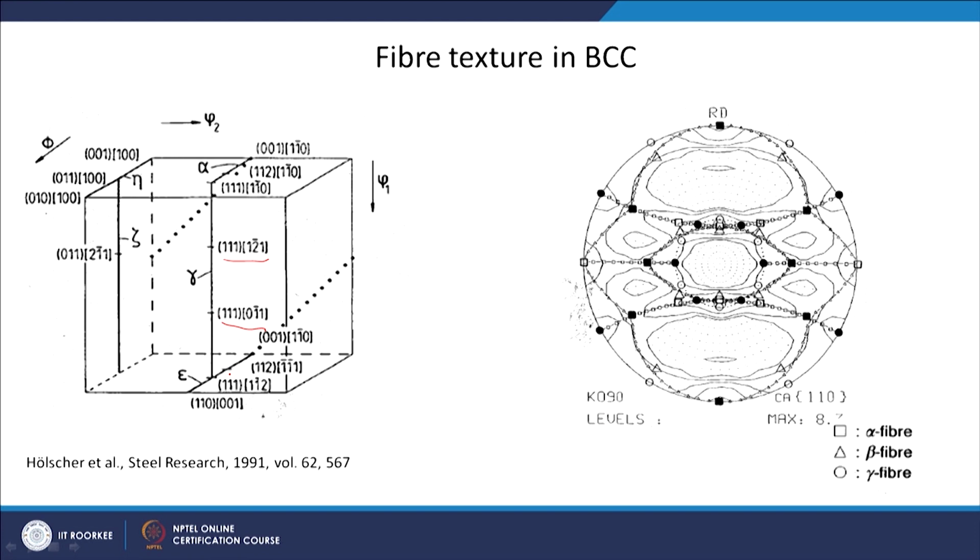The same thing can be shown on a pole figure also. Again you have the alpha fiber, which is shown with a square notation, then the beta fiber with a triangle and the gamma fiber with a circle. So their positions are marked here.